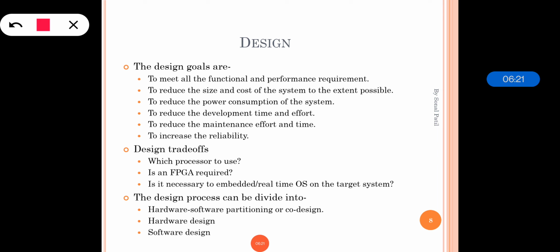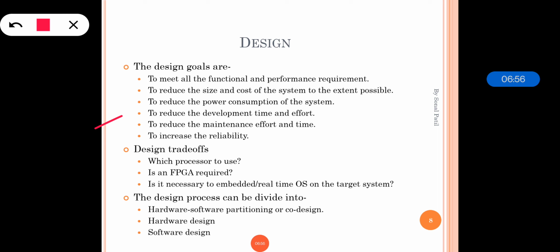This is somehow a complex activity, because it is difficult to decide whether the particular functionality has to be implemented in hardware or the software. So the design goals are to meet all the functional and performance requirements. Second one is to reduce the size and cost of the system, to reduce the power consumption, to reduce the development time and effort, to reduce the maintenance effort and time, to increase the reliability. These are main important design goals that are very necessary to consider.